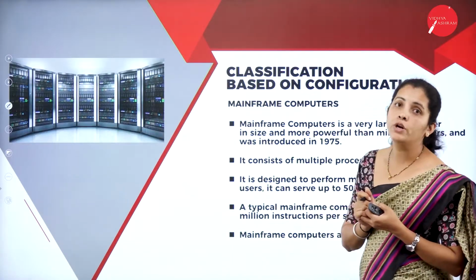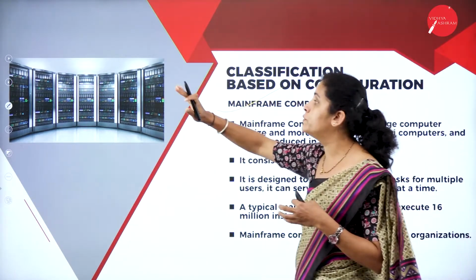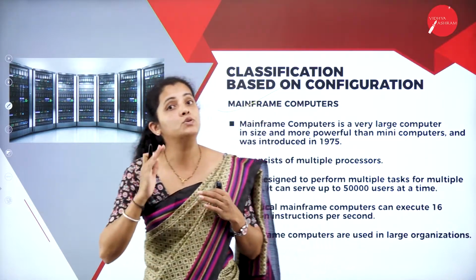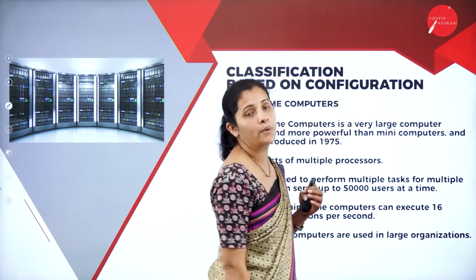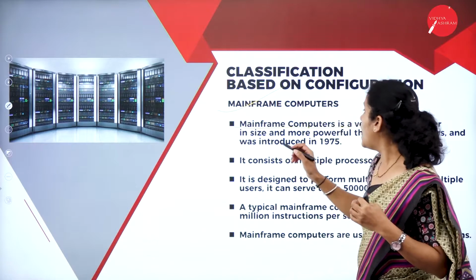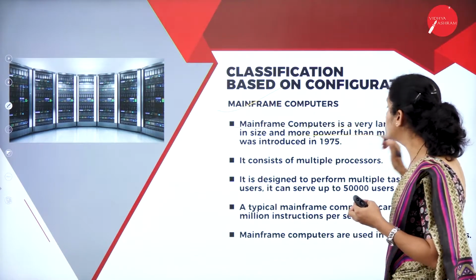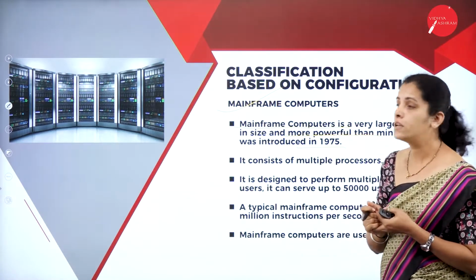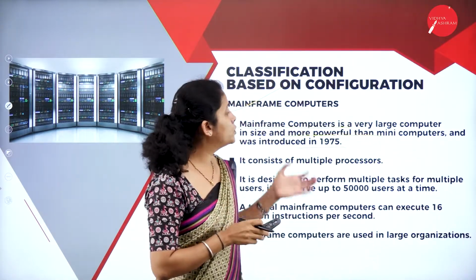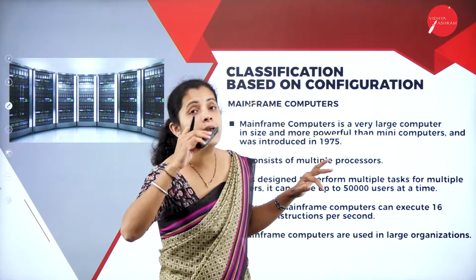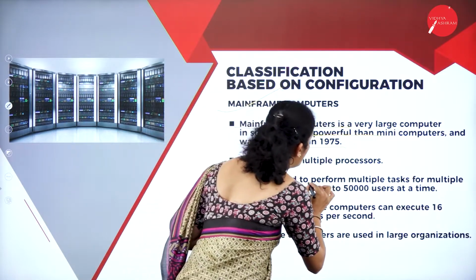Moving further, we are going to have the mainframe computer. Here the size of the computer is large and it is capable of storing more information. The mainframe computer is a very large computer system and it is more powerful than the mini computer, and it was introduced in the year 1975. It consists of multiple processors, that means more than one processor, and it is mainly designed to perform multiple tasks.